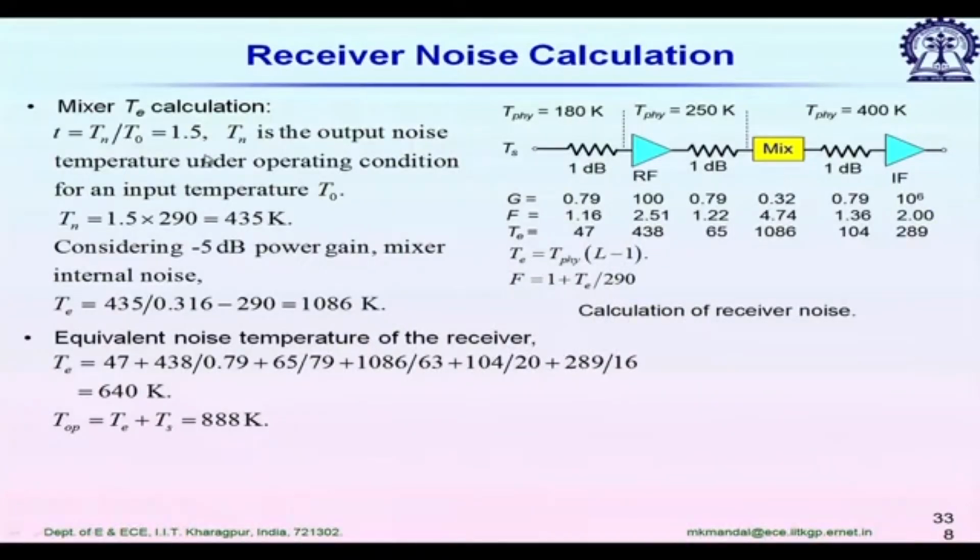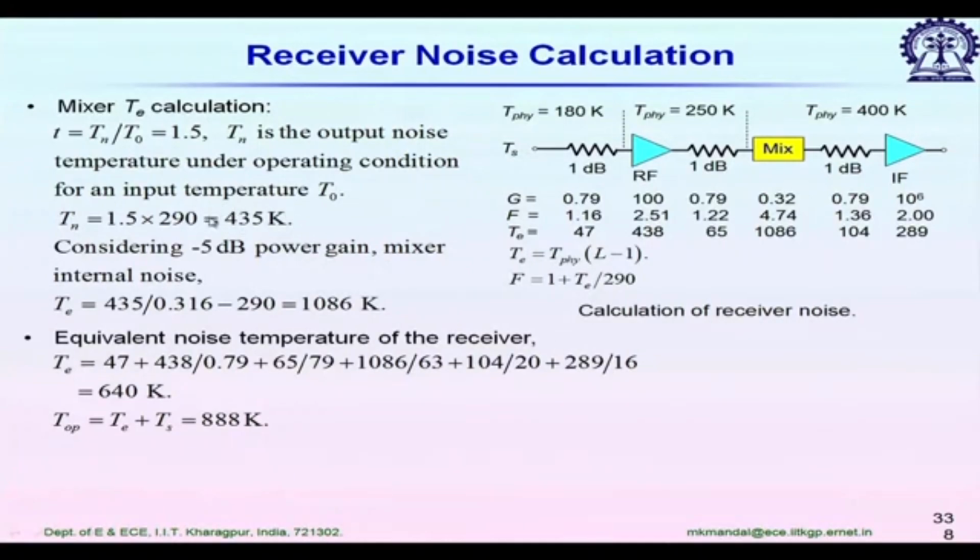Okay, so we are continuing with the calculation. Now the second stage, starting from the circulator. The main problem comes from the mixer. For the mixer, the T value is given, that is the temperature ratio 1.5. Now the output noise temperature under operating condition for an input temperature T naught is given: Tn equals 1.5 multiplied by 290. So it comes to 435 Kelvin.